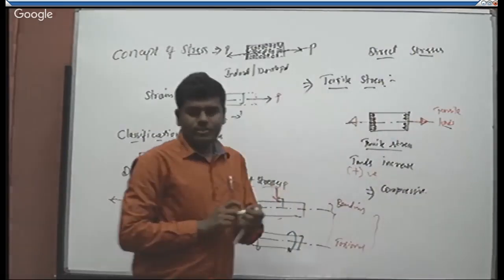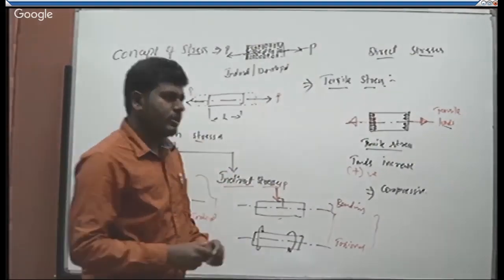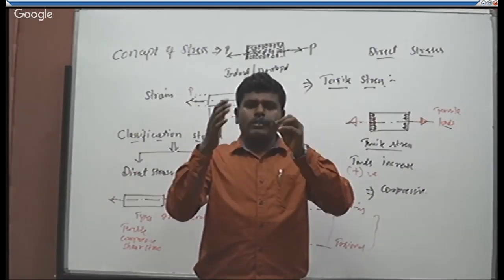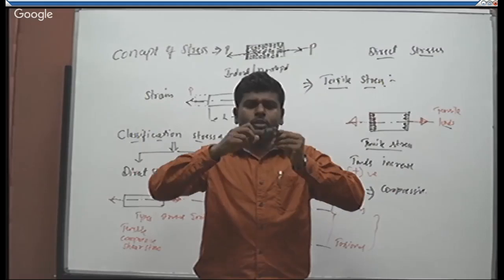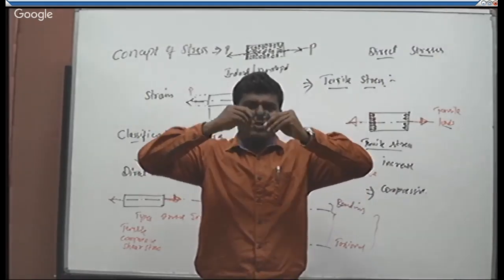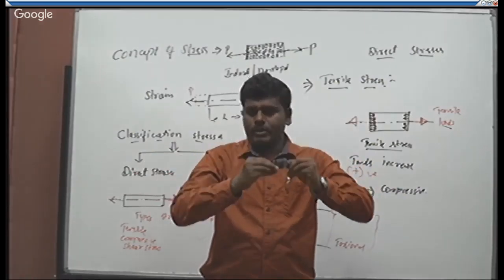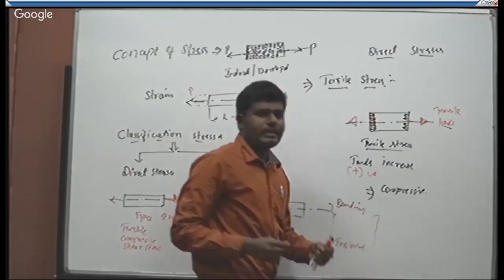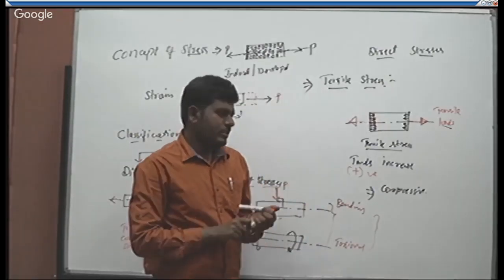Here the direction of force acting is towards the body. Take the same spring member. Here both hands are trying to push this member in this direction. By looking at my hand direction, the loads are acting towards the body, towards the member. The resistance developing in the member against these kinds of loading conditions is called compressive stress.